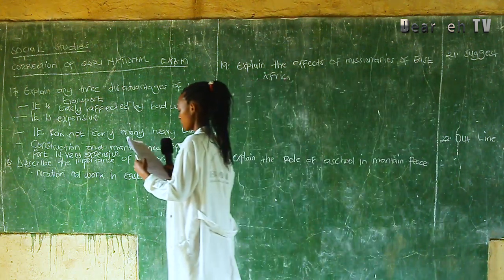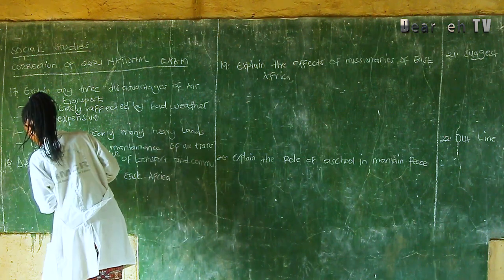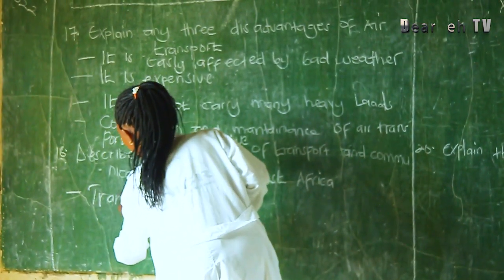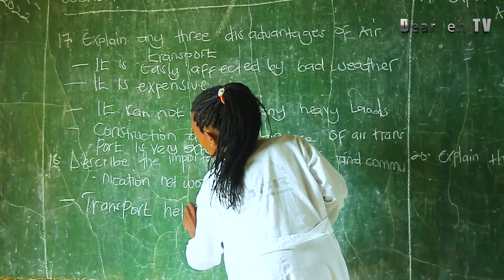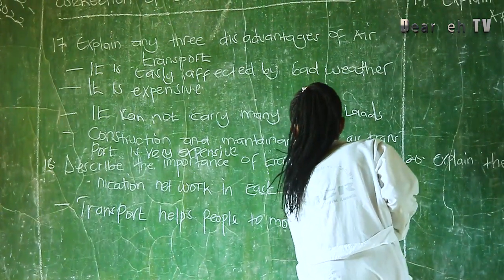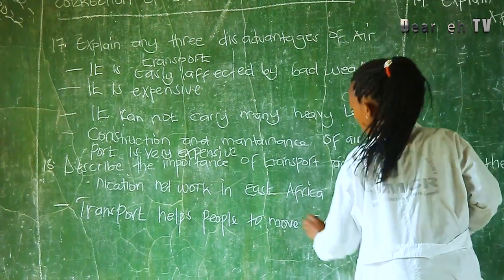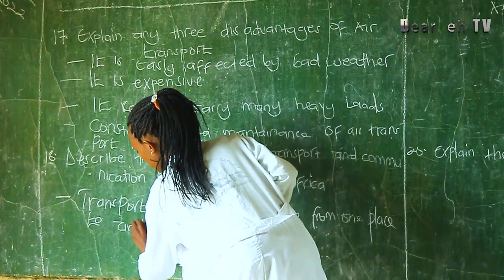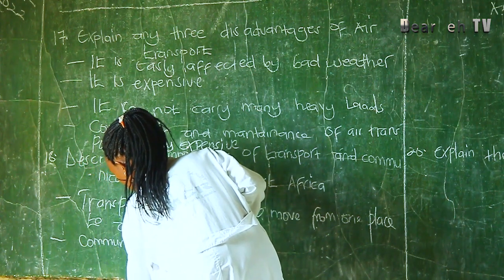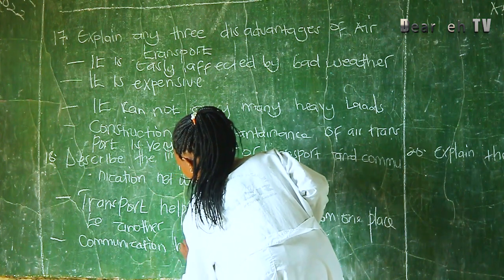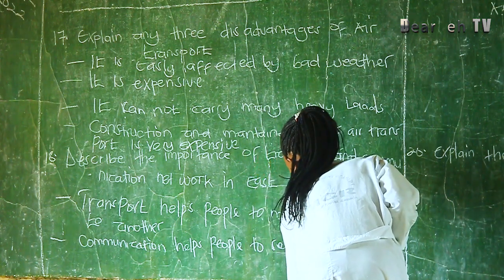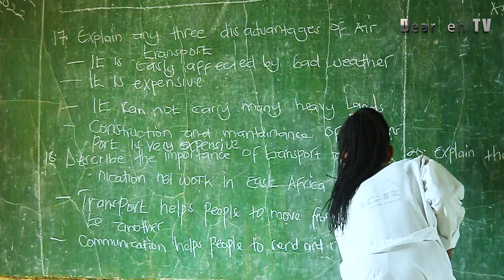Like here we have the importance, question number 18: importance of transport and communication. Transport helps people to move from one place to another. Again, communication helps people to send and receive messages.